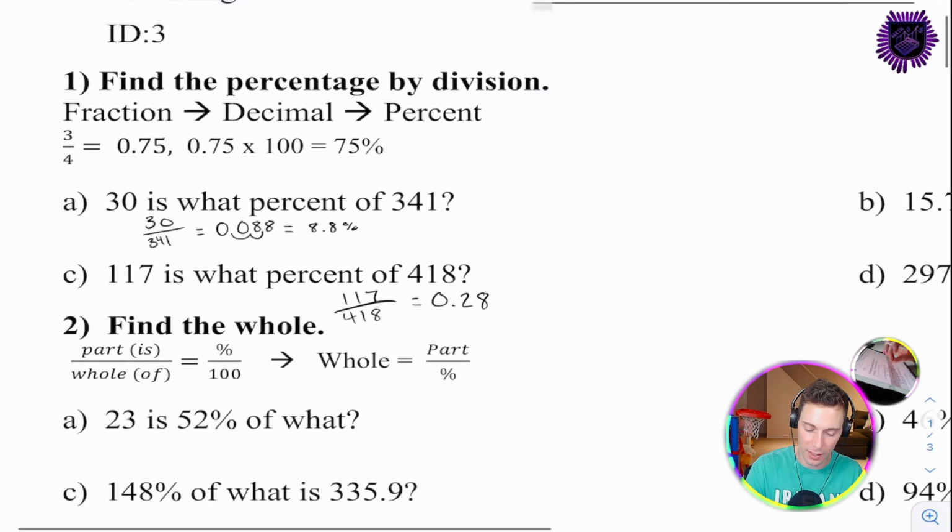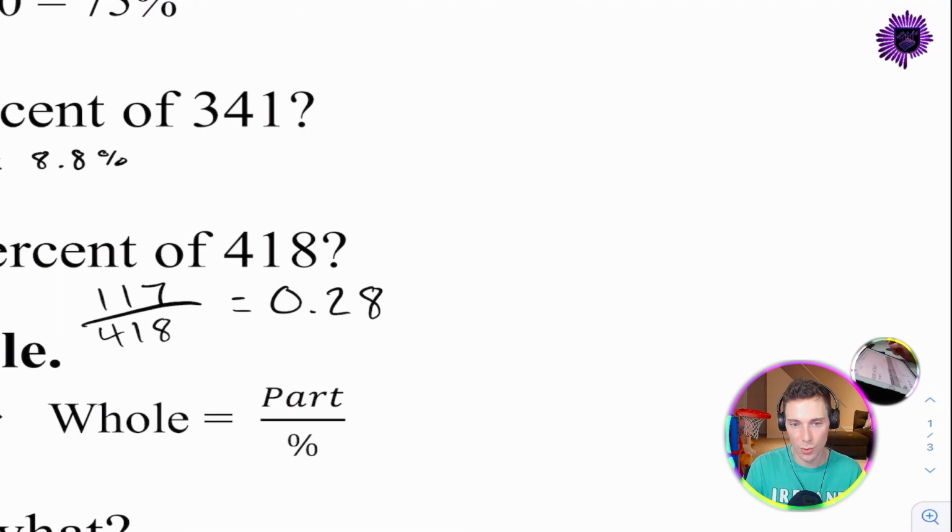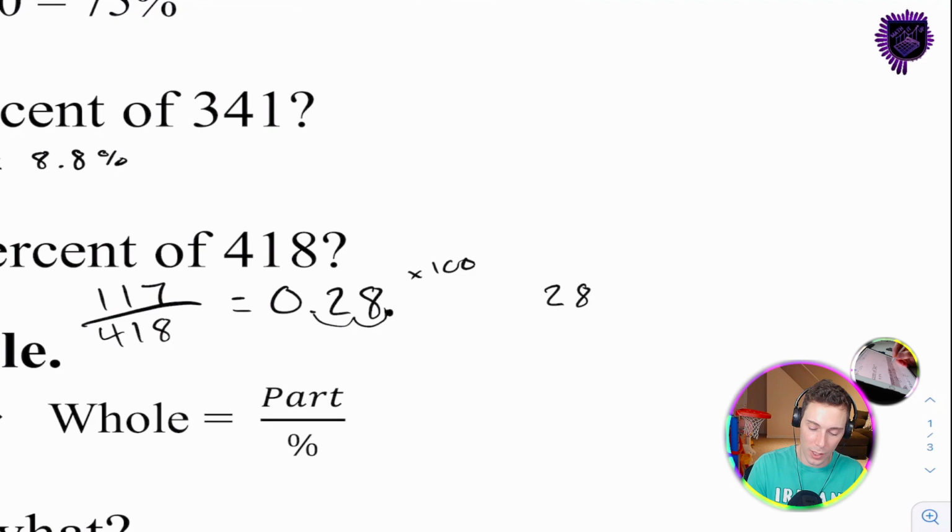Now, that decimal can be switched into a percentage by moving our decimal place over twice, which is like multiplying by 100. Or we can write 28 over 100. Either way, it's going to be 28%.